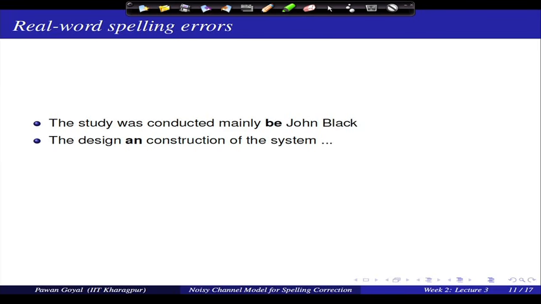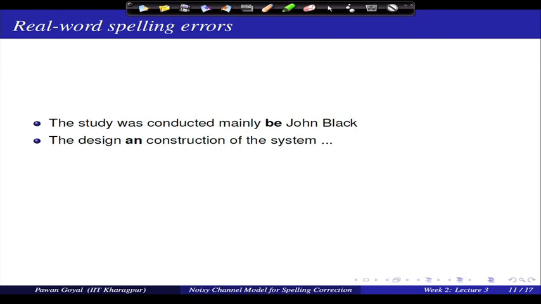Now just think for a moment. Can I solve this problem without using the context? So without using the context, how can I even say that it should be "by" and not "be"? Okay, I might use the individual probability of a word occurrence, but that is not a good method. In that case, I might find errors everywhere in my corpus. So I should try to use my context in some way.